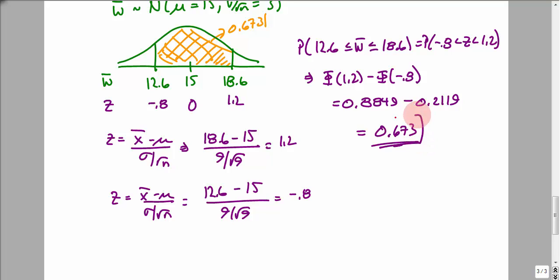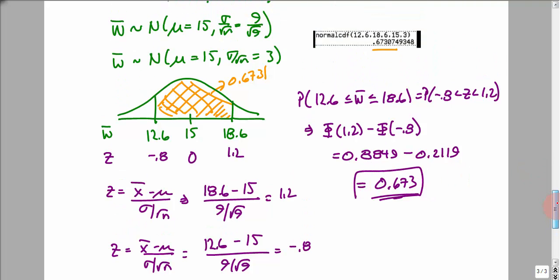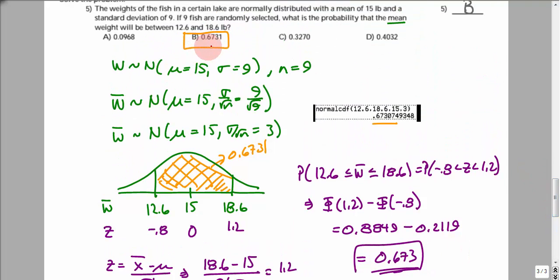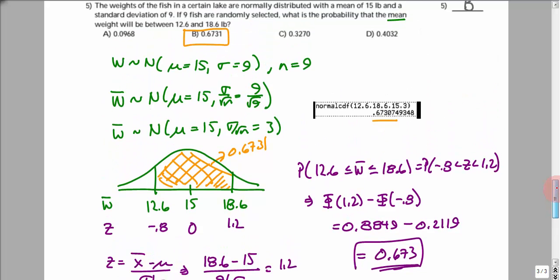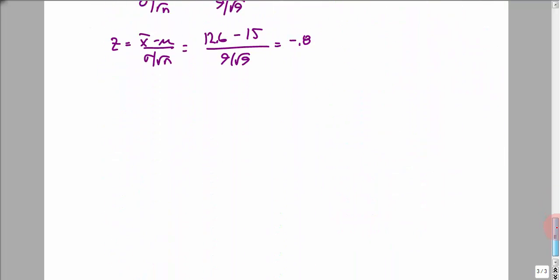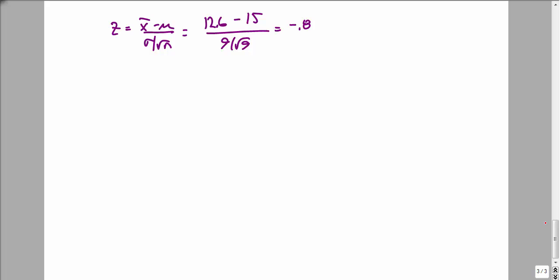So here's another way to get to that solution. Now you can see the closest value is 0.6731, and it's very, very close. And so whether I use a calculator or my normal tables, I get a similar answer. This is number 5. Okay, let's go ahead and look at number 6.